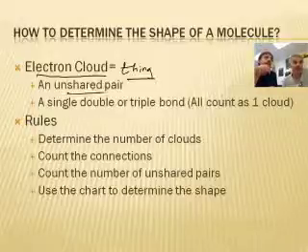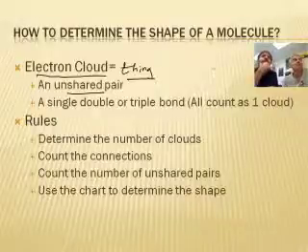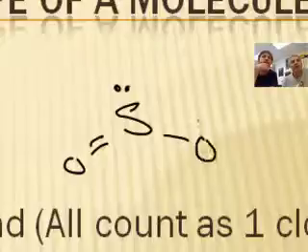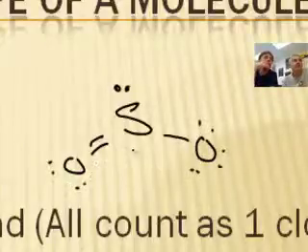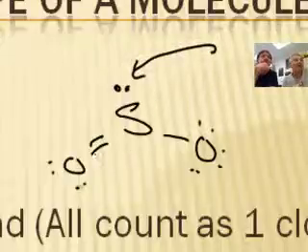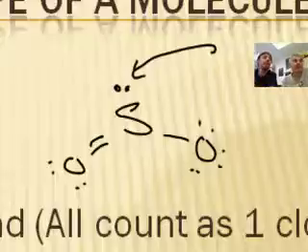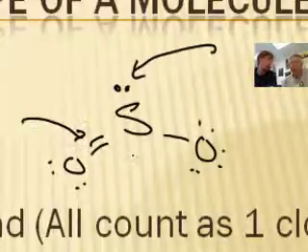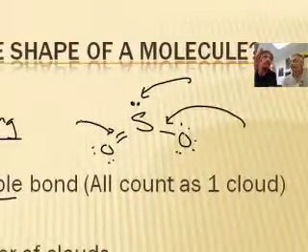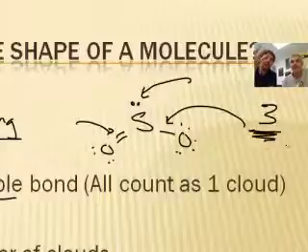If I have, for example, SO2, that would be a good one. We drew that in the last lesson. Here's SO2. On the sulfur, we have an unshared pair. That's a thing, or an electron cloud. We also have a single, a double, or a triple bond. We've got a double bond, that's a thing, and we have a single bond, and that's a thing. So how many things do I have? Sulfur has three things coming off of it: the unshared pair, a double bond, and a single bond.